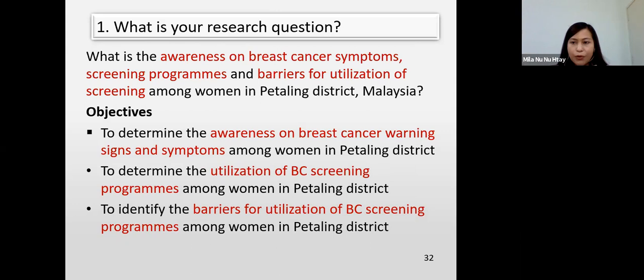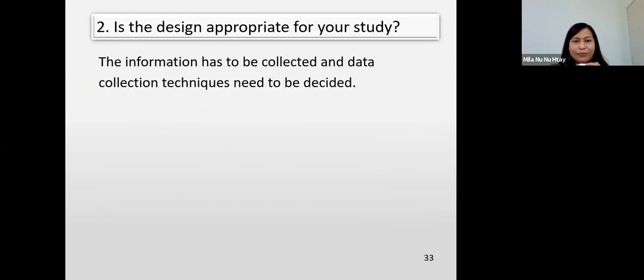So similar to your project, if you would like to start your cross-sectional study, first, you need to select the topic, construct your research question, try to identify the literature. Then you may write down the specific objective that you would like to achieve for your study. Then second, you need to think whether the design is appropriate or not. As I mentioned before, if you would like to test any experiment, then it may not be appropriate.